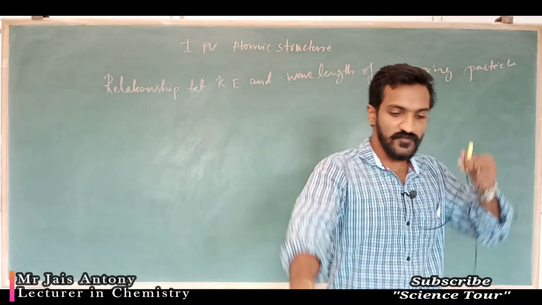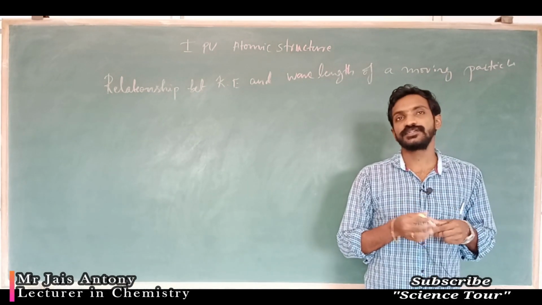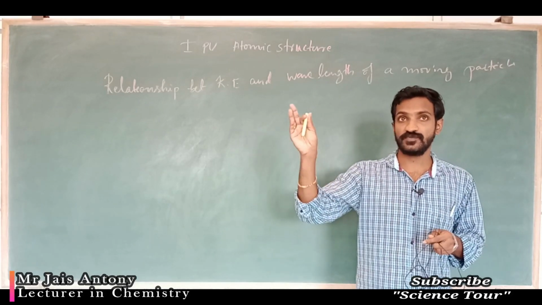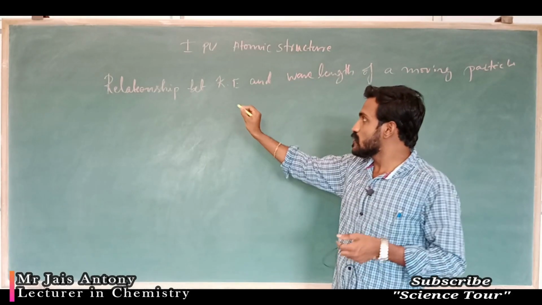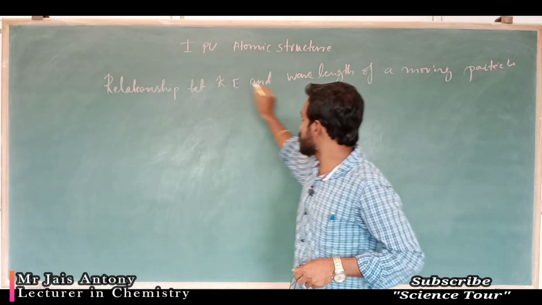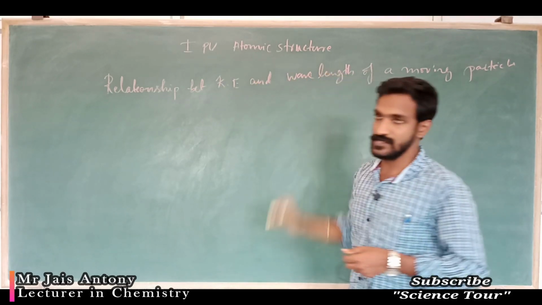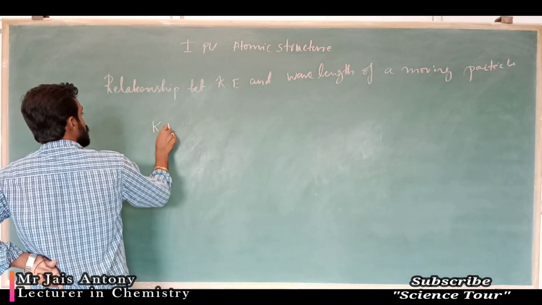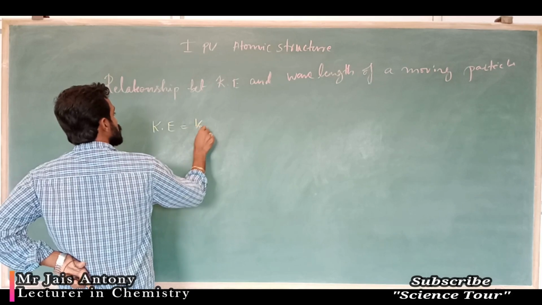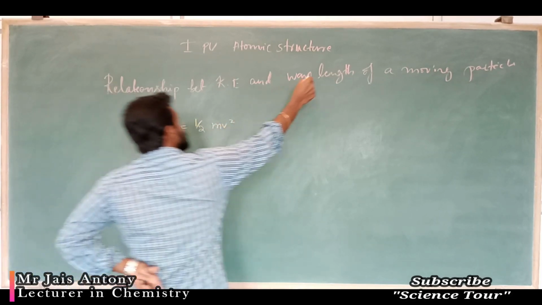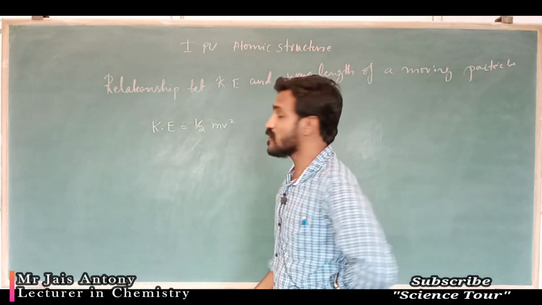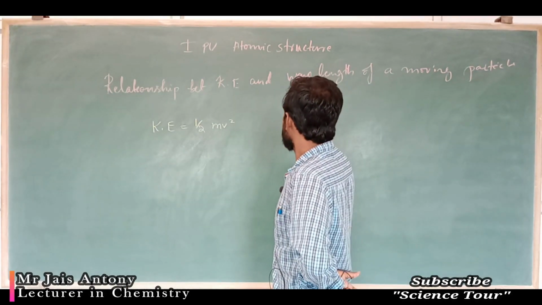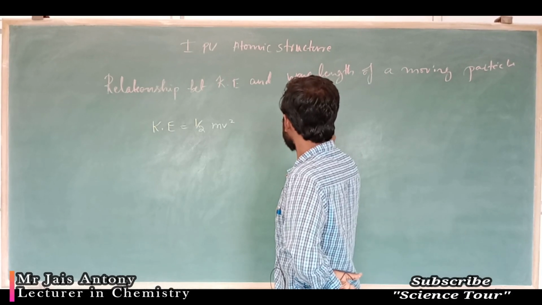From this formula we know what kinetic energy is. Kinetic energy is nothing but half mv square, which we studied earlier. So you have to derive a relationship between kinetic energy and wavelength. Separately I will write here: kinetic energy is equal to half mv square. What is the wavelength formula? Lambda is equal to h by mc.